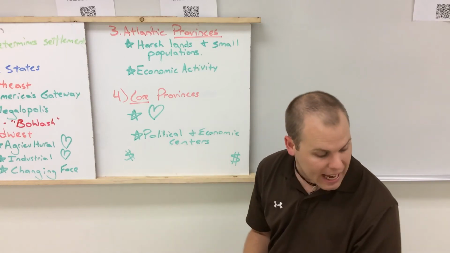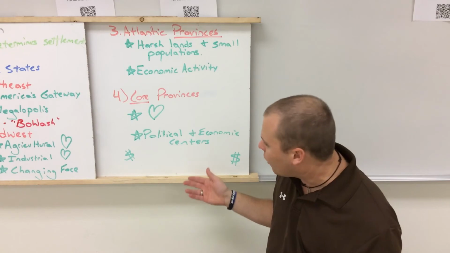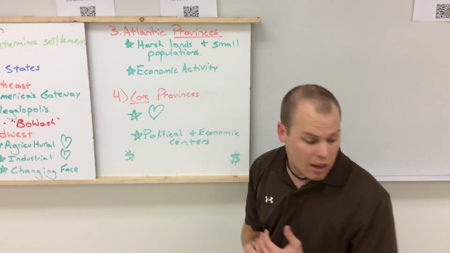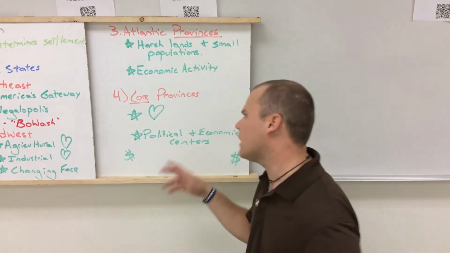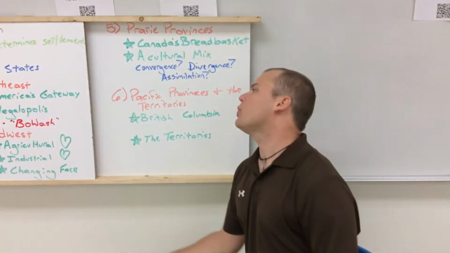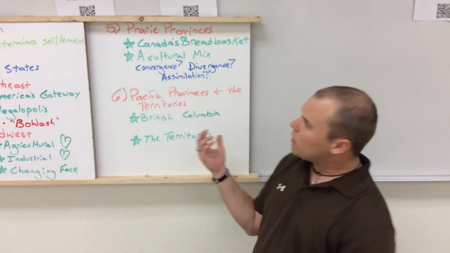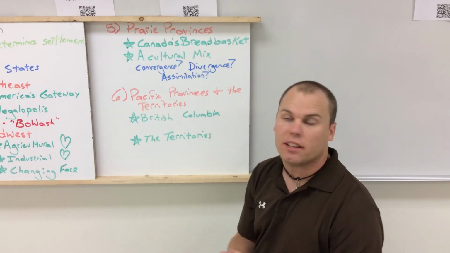This is where your success is coming from. This is where most of the money is being made. Ontario and Quebec are good examples of some of these core provinces. And they basically rule Canadian economics and governance. The last 2 regions within Canada that we're going to be looking at in the movement of people is the Prairie provinces and the Pacific provinces and the territories.